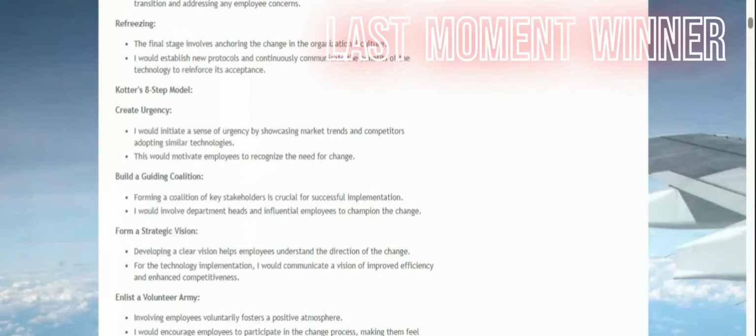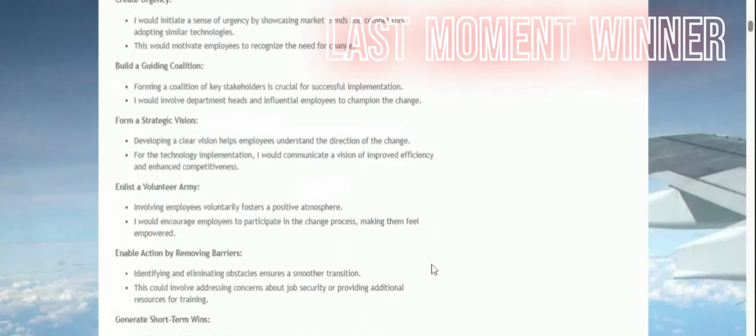Build a guiding coalition. Forming a coalition of key stakeholders is crucial for successful implementation. I would involve department heads and influential employees to champion the change. Form a strategic vision. Developing a clear vision helps employees understand the direction of the change. For the technology implementation, I would communicate a vision of improved efficiency and enhanced competitiveness.